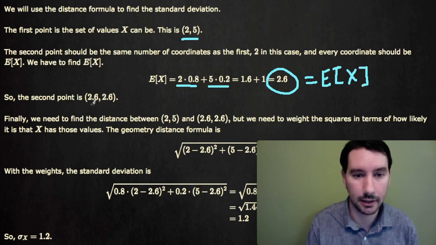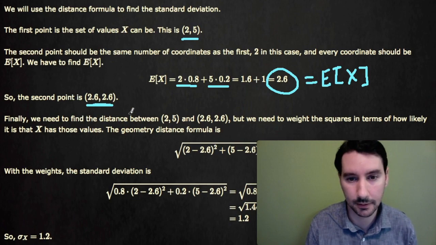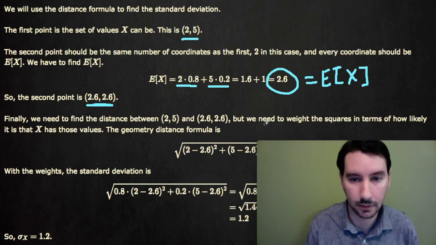So we can make a 2-coordinate point with just the expected value in every coordinate. So 2.6, 2.6. Now we want to find the distance between (2, 5) and (2.6, 2.6). But we're going to weight the terms according to the probabilities.